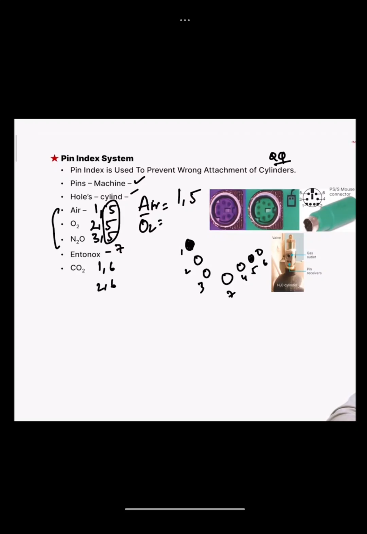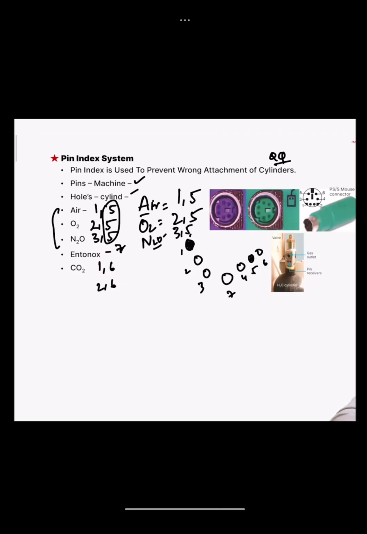Oxygen, always write O2, so remember this 2 will come over here. 2 5. Second pin index always 5. Nitrous means what? 2 molecules of nitrogen and 1 molecule of oxygen. 3 molecules. So it will be 3 5. So this is the pin index system for this. Entonox is a mixture of nitrous and oxygen. So 7 alphabets are there in the word Entonox itself. So the pin index system is 7.